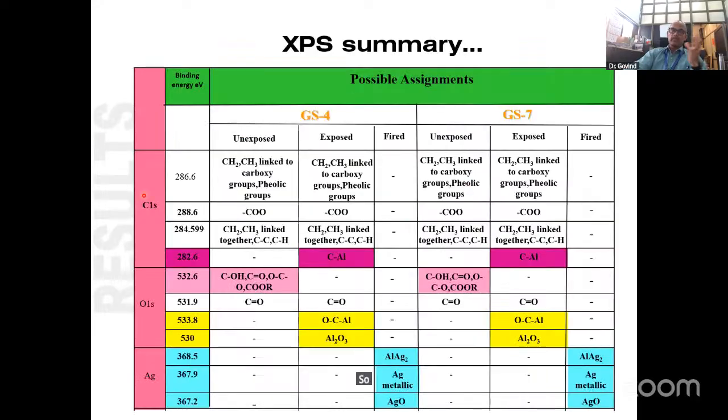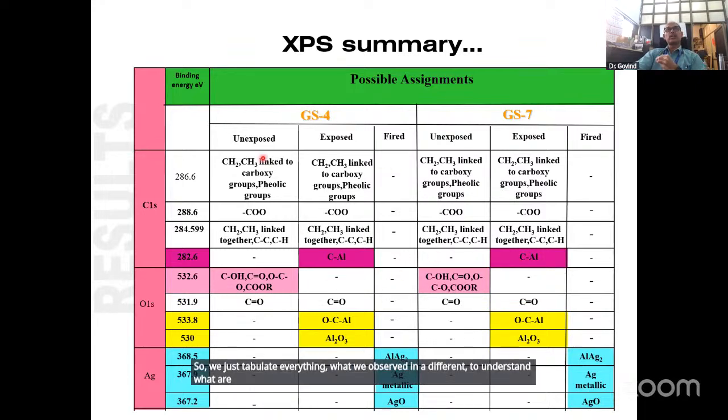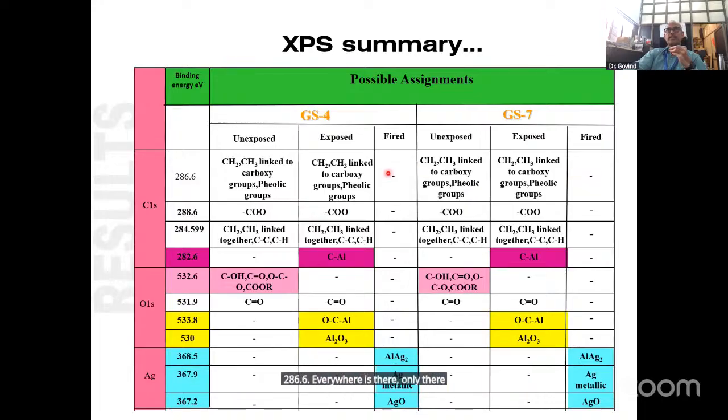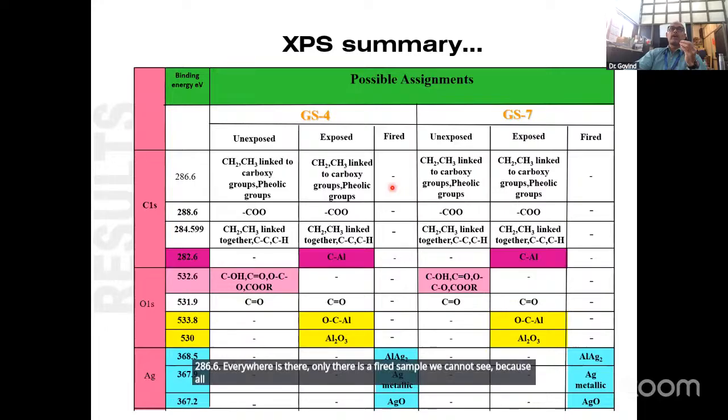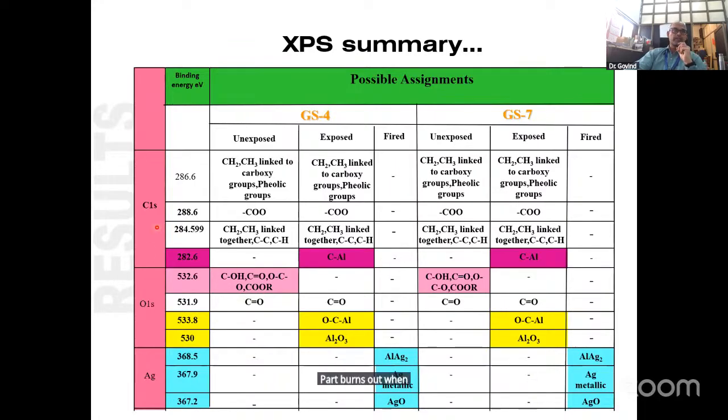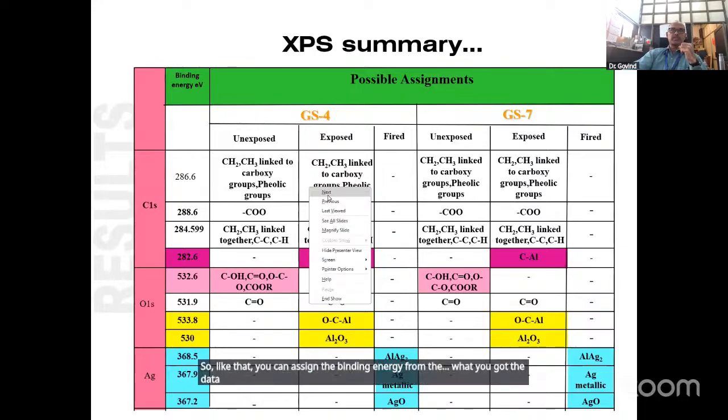So we just tabulate everything we observe, to understand what changes occur in both cases. 286.6 is there everywhere; only in the fired sample we cannot see it, because all the organic part burns out when we sinter it. 288.6 shows a similar phenomenon, but at 282.6 the unexposed sample doesn't have this carbon-carbon linked peak. In the exposed sample we got a new peak linked to carbon-aluminum. Like that, you can assign the binding energy from the data you got from the XPS graph. Okay.